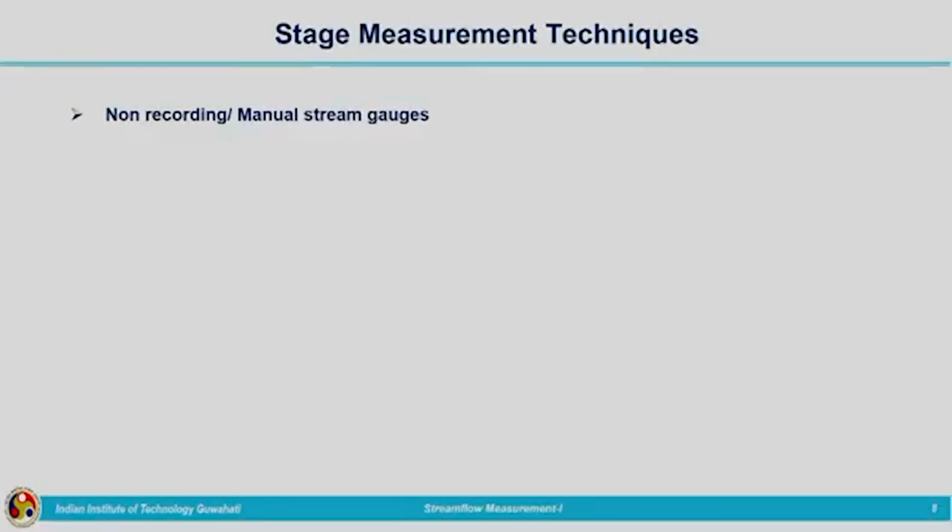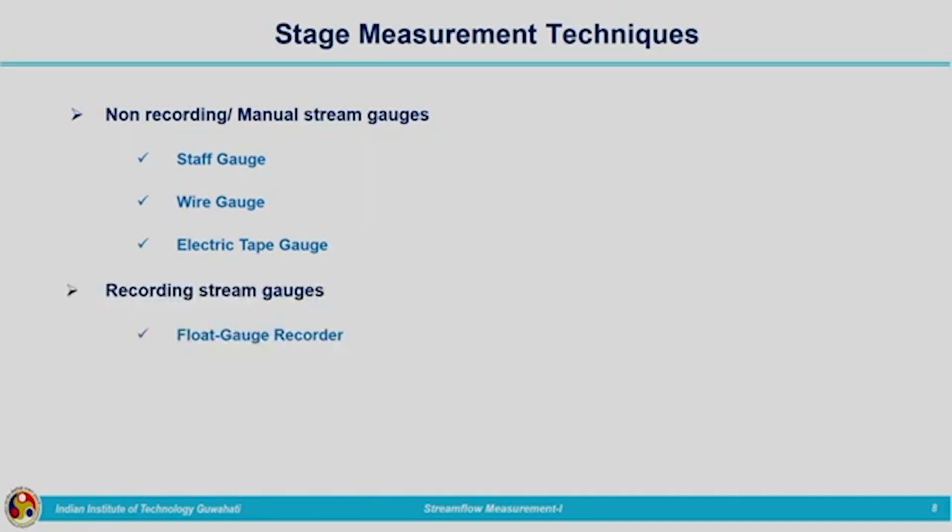Non-recording or manual stream gauges, in that I am going to include staff gauge, wire gauge and electric tape gauge. And in recording stream gauges, we will be looking into float gauge recorder. So, regarding stage measurement techniques, two types of methods are there. One is recording type and the other one is non-recording. Under non-recording, staff gauge, wire gauge and electric tape gauge will be seen, and in the case of recording stream gauges, we will be looking into float gauge recorder. Let us see one by one.